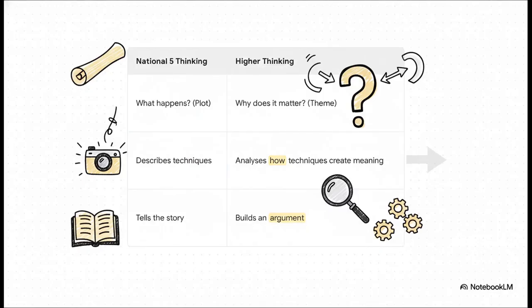So, what is the big difference, really? Well, back at National 5, you're mostly focused on the what. What happens in the plot? What techniques does the writer use? But at Higher, the whole game changes. Now it is all about the why. Why is this important? How does this specific technique actually create meaning? You're basically shifting from being a storyteller to being a detective, building a solid, convincing argument.